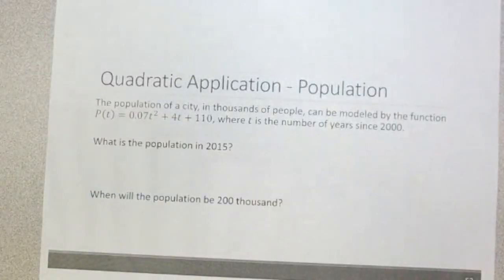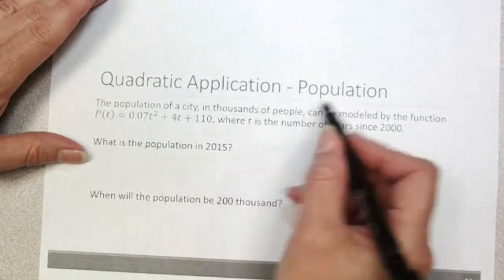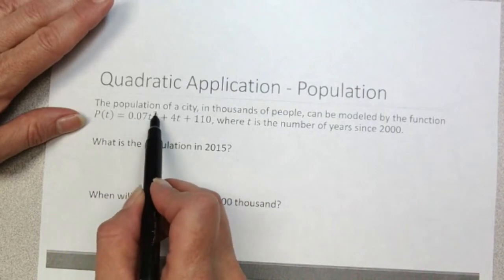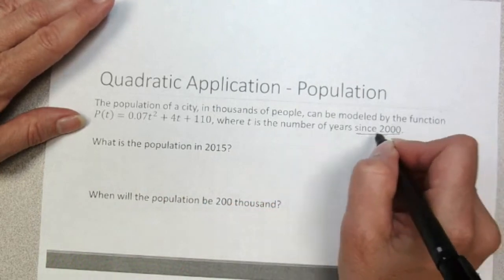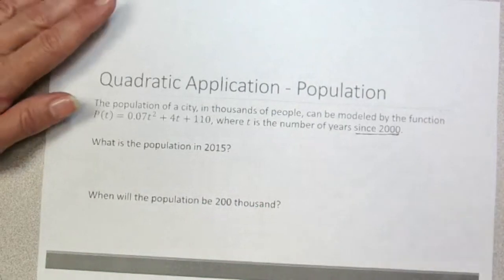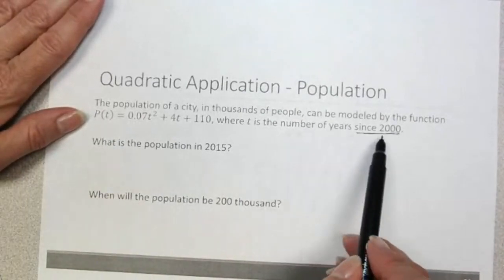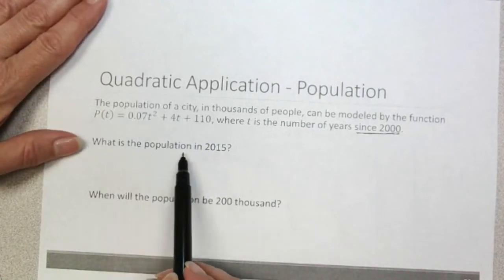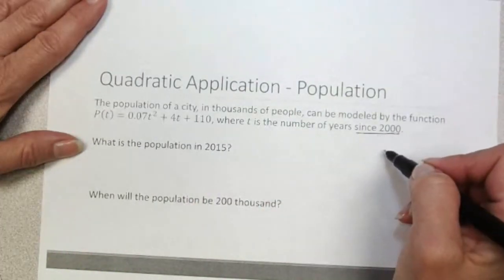Here's one that involves population. The population of a city in thousands of people can be modeled by this function, P of t equals 0.07 t squared plus 4t plus 110, where t is the number of years since the year 2000. All right, so this is a function. We're in function notation. Population as a function of years since 2000 is equal to this expression here. Our first question is saying, what is the population in the year 2015? Well, let's see.